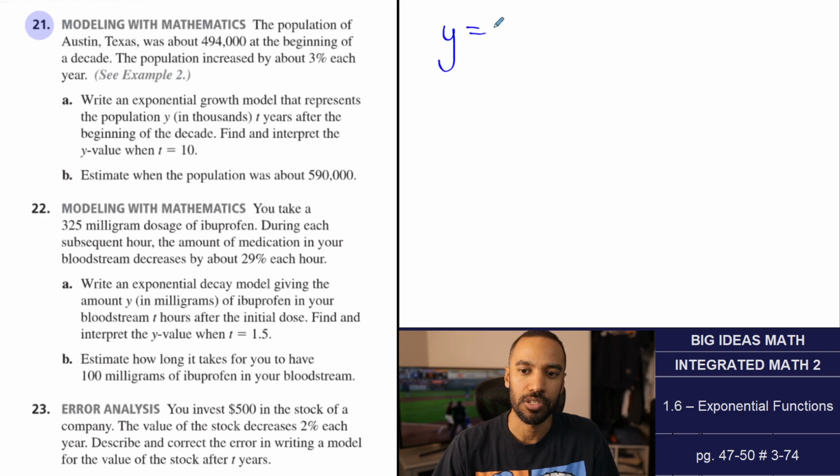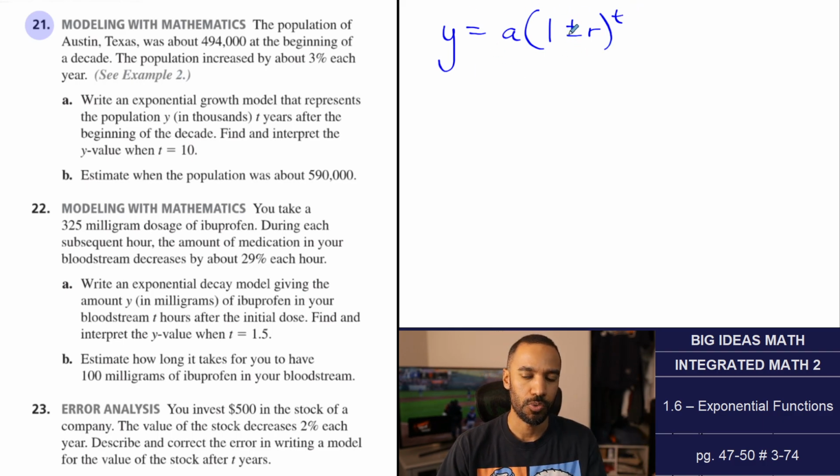So we are going to be using this y equals a times 1 plus or minus r to the t power formula. If it's increase, we add, and decrease, we subtract. This is an increase in population, so we will be using the plus.